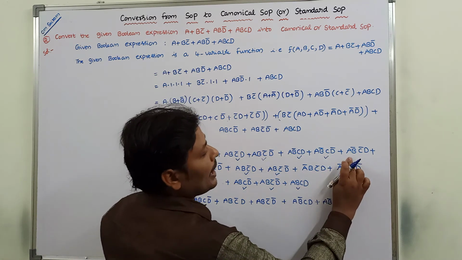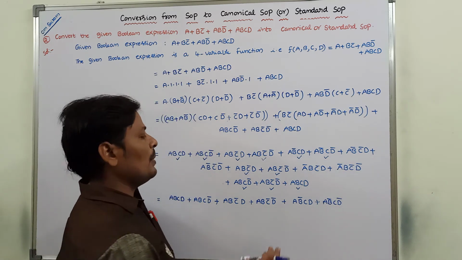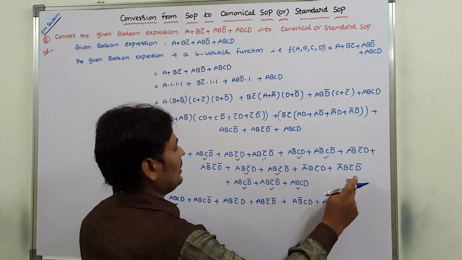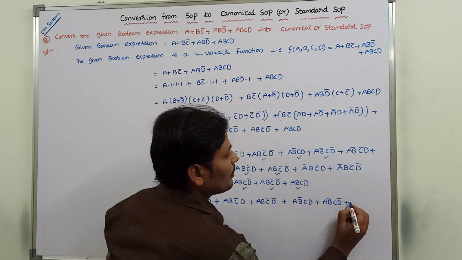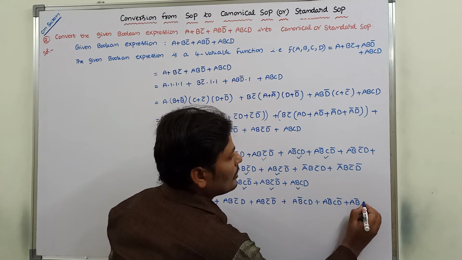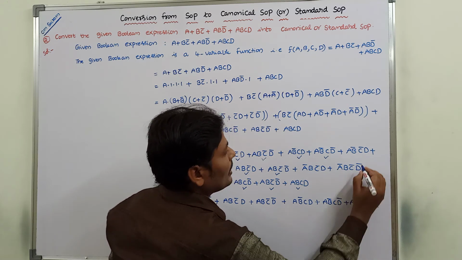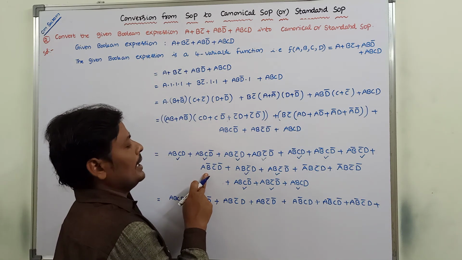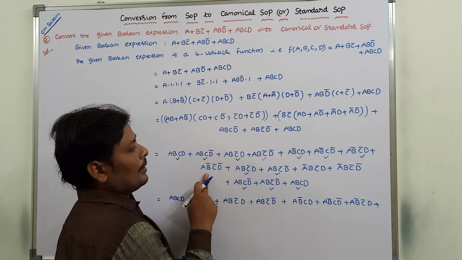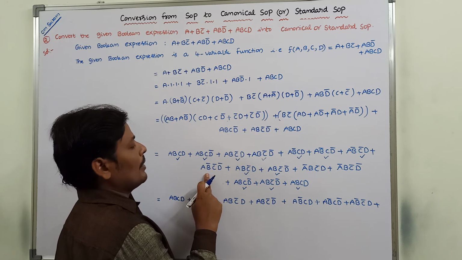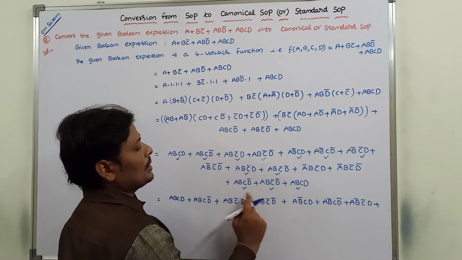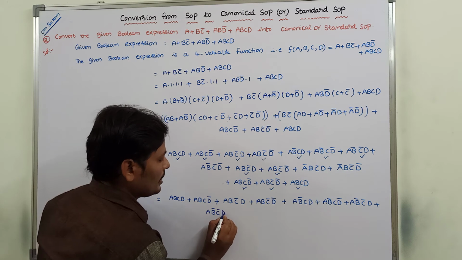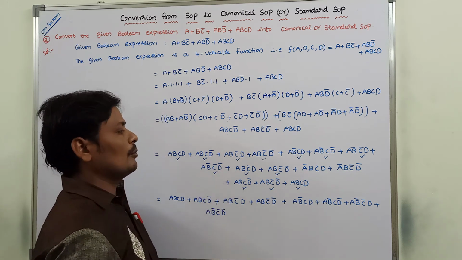Next one A, B bar, C bar D. It occurred only one time. I am writing A, B bar, C bar D. It is also completed. Next one A, B bar, C, D bar. It occurred only one time. A, B bar, C bar, D bar. It occurred only one time.